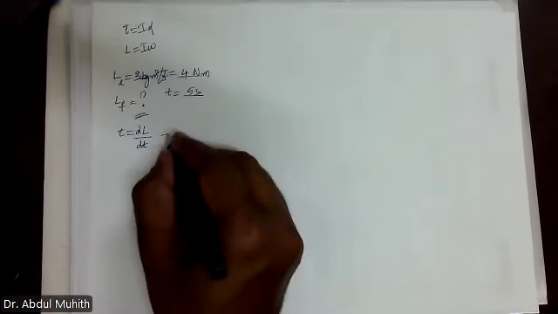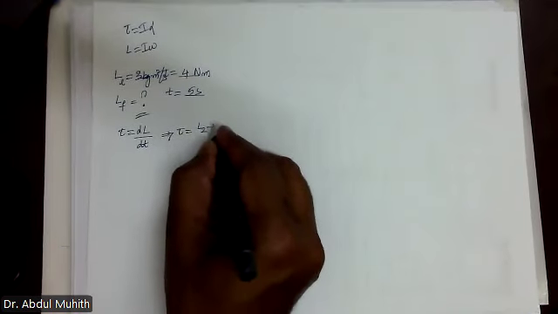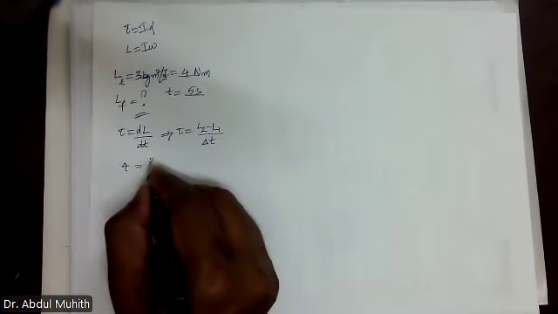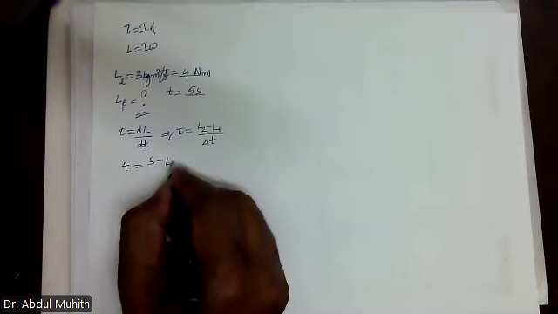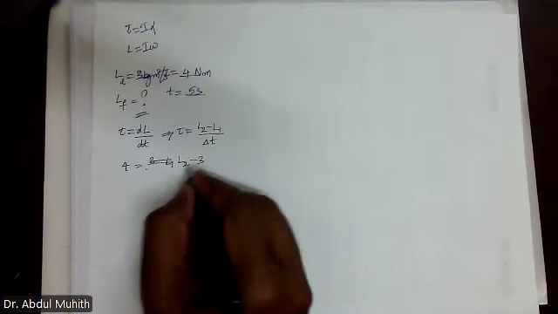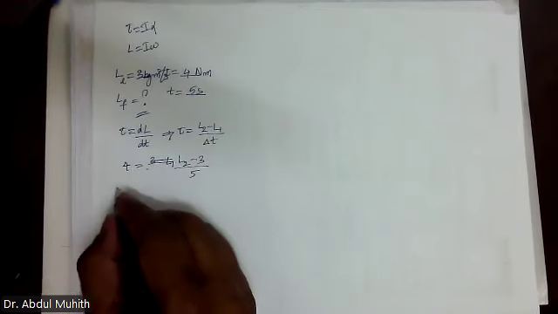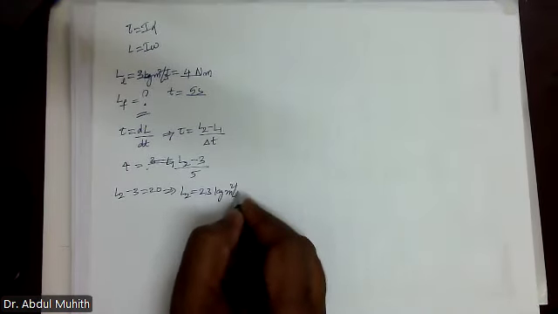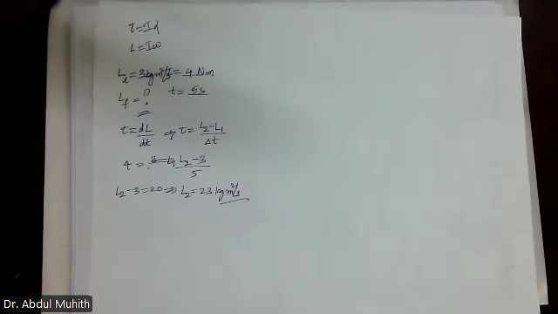Very good. Now tau is equal to (L2 minus L1) by delta t. So 4 is equal to (L2 minus 3) divided by 5. Five fours are 20, then L2 is 23 kg meter square per second. Understood now? Use this formula to solve it.